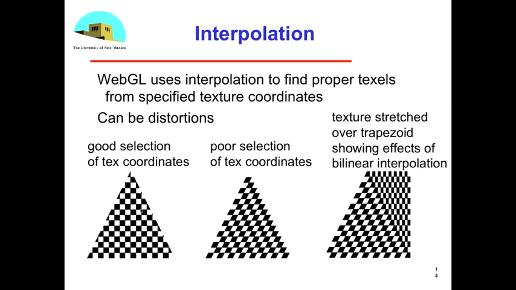So here's a little checkerboard, and by assigning this mapping, I can get this, or assigning the texture coordinates a little bit differently, I can get this. I'm saying that's a poor selection, because this one nicely lines up with, at least with this axis. This one distorts that texture pattern.